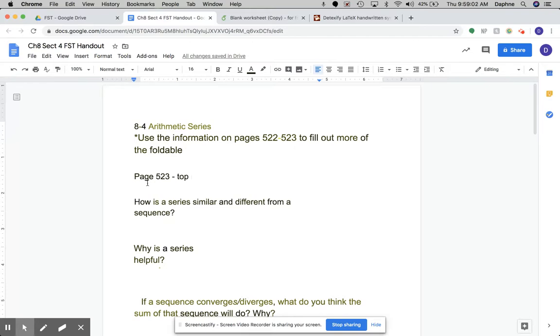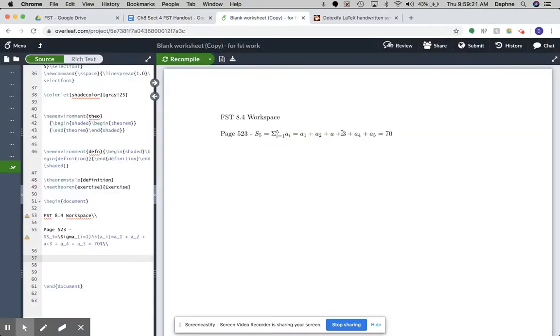So arithmetic series is what should be in that blank on your handout. If you don't have a handout, they should be posted online already on the Classroom. A series is a sequence, but when you're adding all the numbers up. If you look at page 523 at the top, it tells you something like this. S sub 5, because they're saying it's 5 terms. It's a summation because you're adding things together.